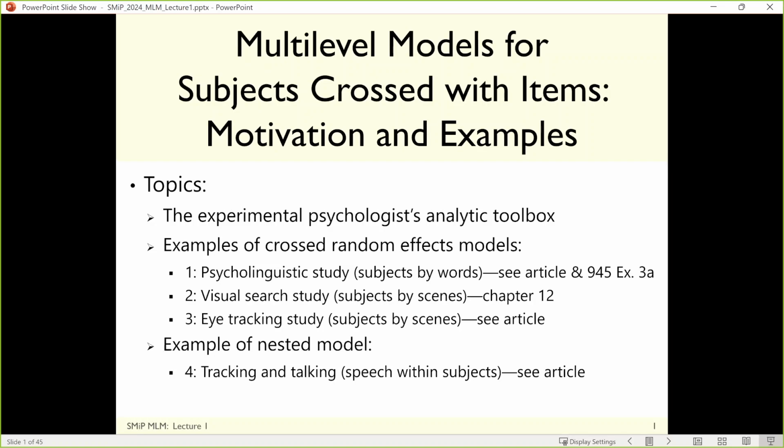I may be preaching to the choir at this point because you all are here, obviously, but in terms of addressing potential comments from reviewers, as well as from potential collaborators who might want to know why you're doing things a certain way and how it relates to what the other options are, this kind of thing will help you to be a little more well-rounded, so to speak. So motivation and examples is what I wanted to do.